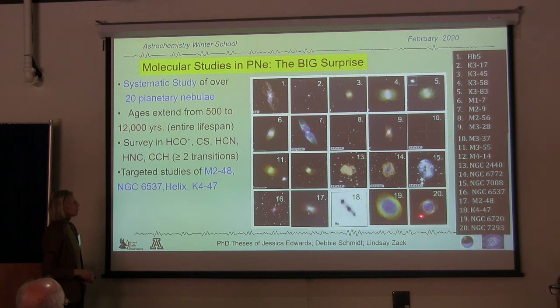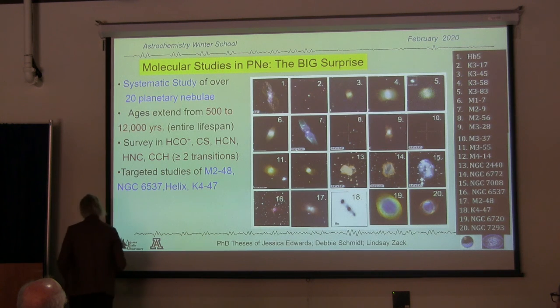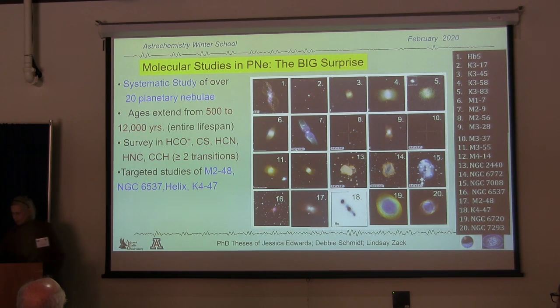ensemble of nebulae to study, ranging from very young to very old, such as the Helix, the Ring. This is a very young one, K4-47. And you can see they have various morphologies. Many of them are bipolar, some of them are elliptical. So we sampled a wide range of different types of planetary nebulae. And the idea was to pick common molecules, such as HCO+, CN, HCN, and so forth, where we could observe at least 2 transitions, and study them in all these nebulae and see what we found. And after that, we did some more targeted studies of a few select nebulae, which I'll also mention.